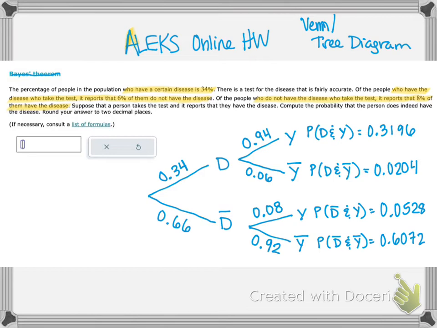Now I can finally read the question, which is also worded absolutely terribly, but we can go ahead and read it. I'm trying to change the color of my highlighter and it does not want me to do it. All right, that's what I want. So for the question it says, suppose that a person takes the test and it reports they have the disease. Just to be clear, that says, given a yes. Then it says, compute the probability that the person does indeed have the disease. So, given they have a yes, what is the probability they do have the disease?